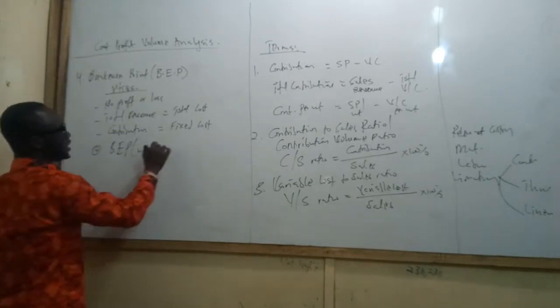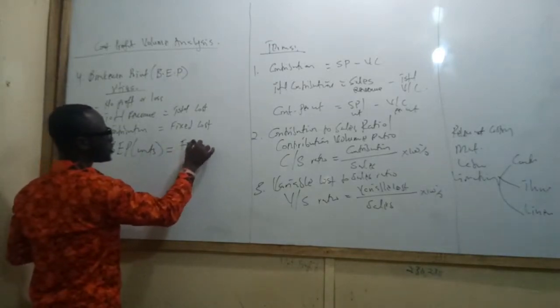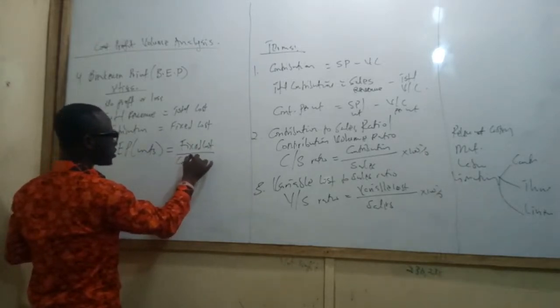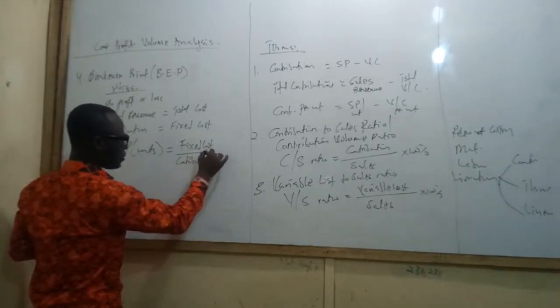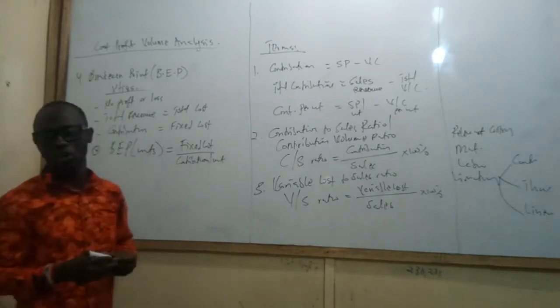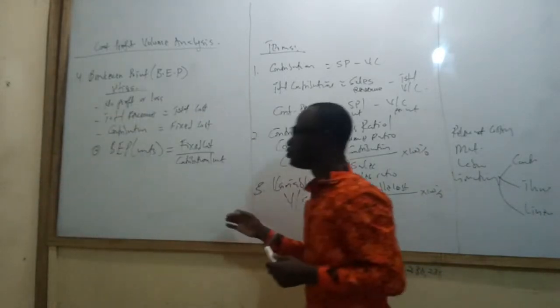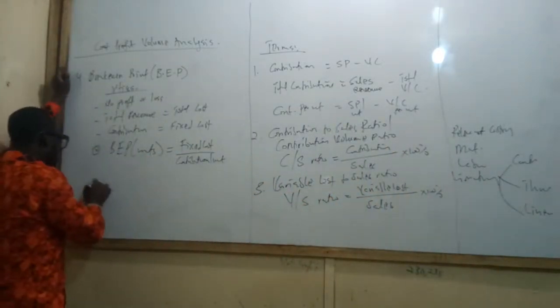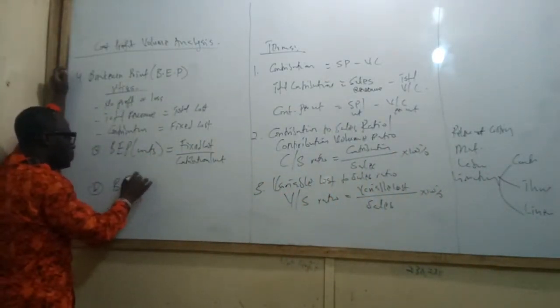Break-even point in units is simply equal to the fixed cost divided by contribution per unit. Fixed cost divided by contribution per unit. That's break-even point in units. Then, break-even point in value.